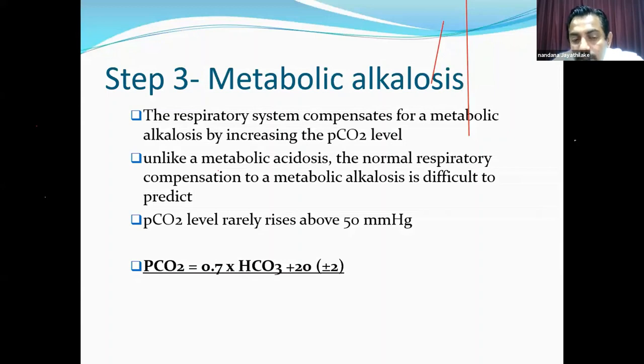The third equation is PCO2 equals 0.7 times bicarbonate plus 20, with 2 standard deviations. So this is the third formula I'm giving. With a patient who has metabolic alkalosis, we can predict the assumed carbon dioxide level if the body works according to our formula. We don't know whether the body is working according to our formula. We'll see what happens. Right.